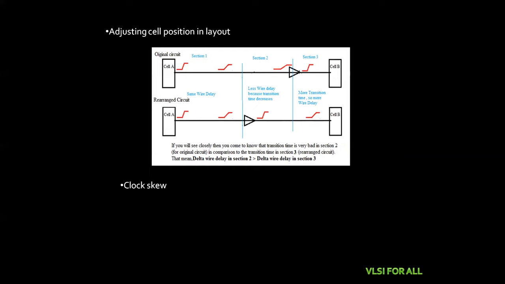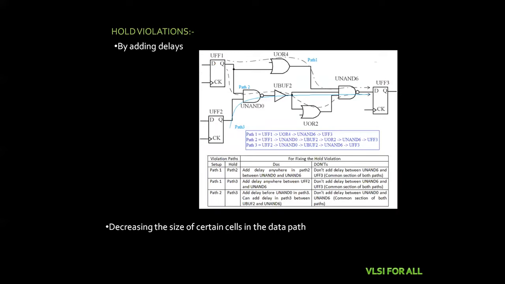And the next one is the clock skew. By delaying the clock to the endpoint, we can relax the timing of the path, but you have to make sure the downstream paths are not critical paths. And the next one is the hold violations. As I have said, for hold violations, we need to increase the delay.